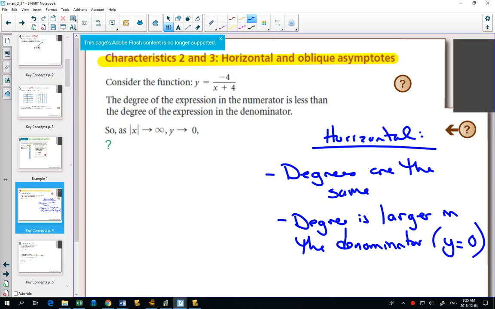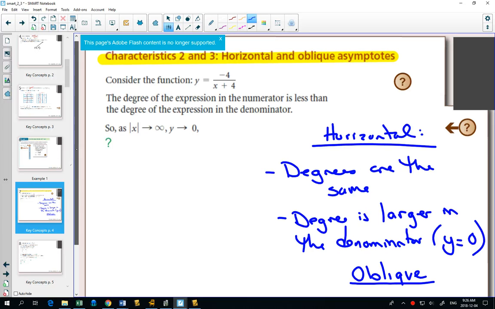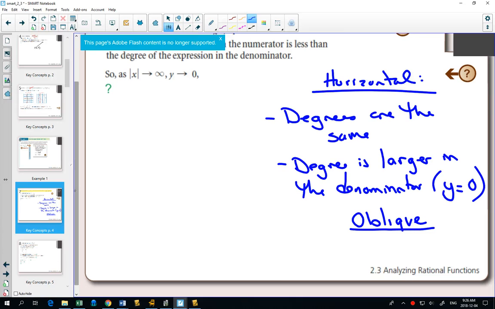So if that's when we get a horizontal asymptote, what situation do you think you would need to have an oblique asymptote? What situation have I not described in the first two? Yeah, so the degree in the numerator is larger.